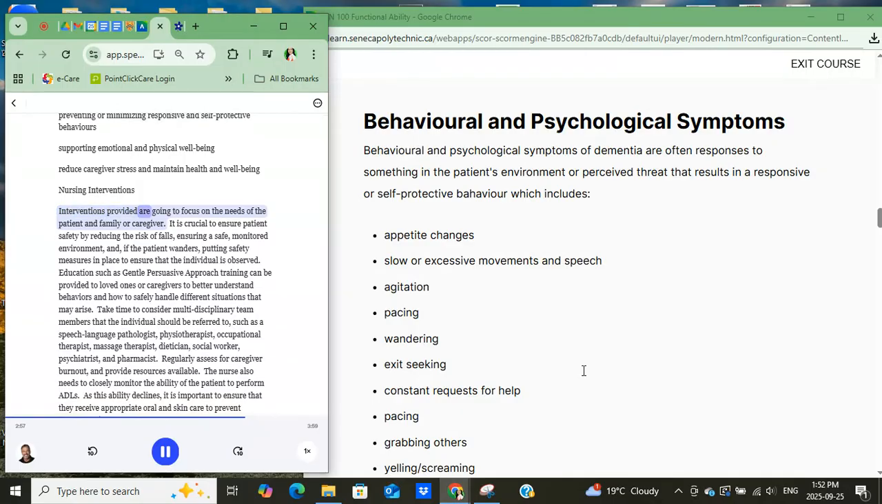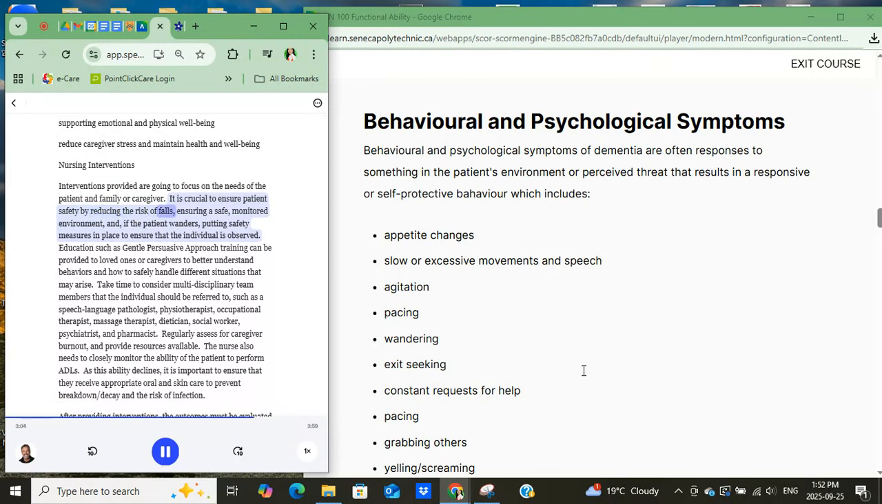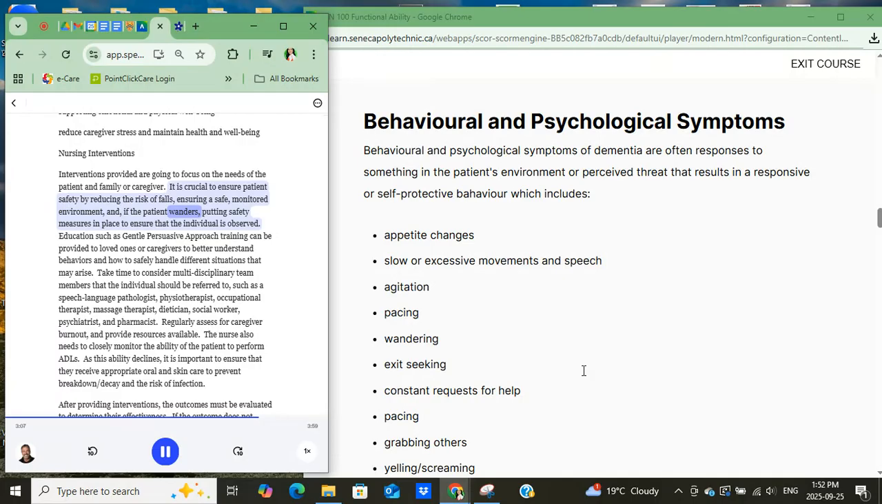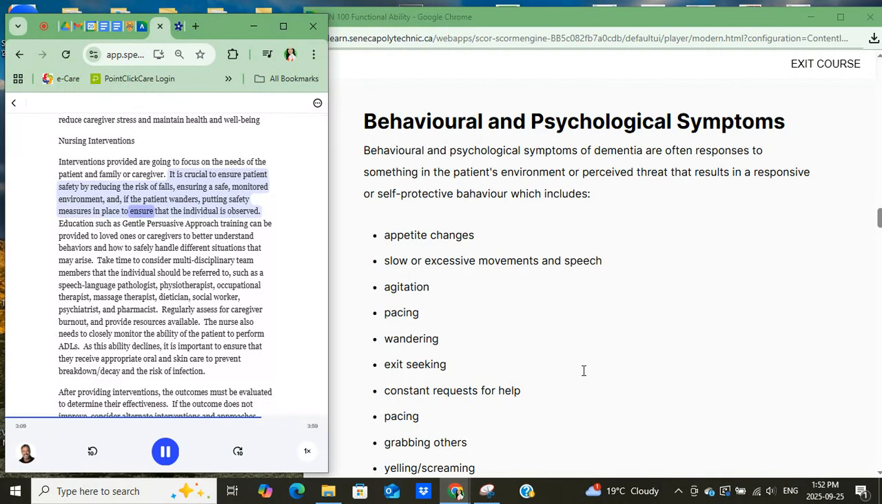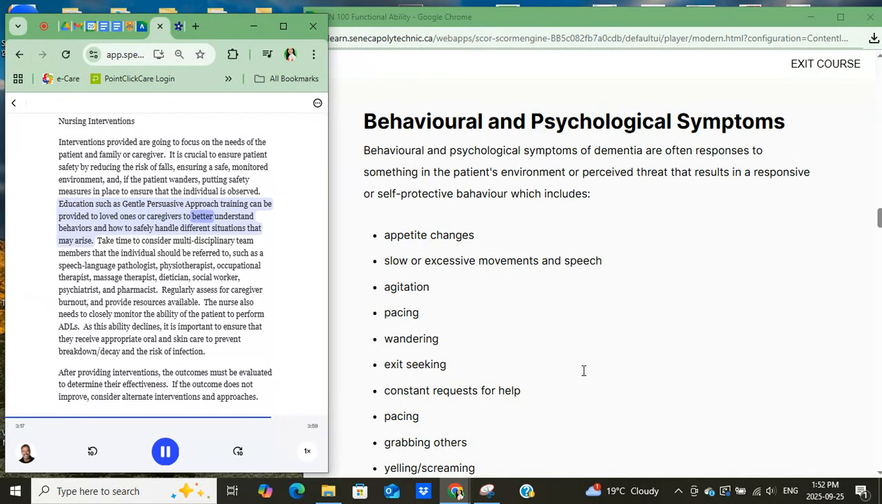Nursing interventions. Interventions provided are going to focus on the needs of the patient and family or caregiver. It is crucial to ensure patient safety by reducing the risk of falls, ensuring a safe, monitored environment, and, if the patient wanders, putting safety measures in place to ensure that the individual is observed. Education such as gentle, persuasive approach training can be provided to loved ones or caregivers to better understand behaviors and how to safely handle different situations that may arise.